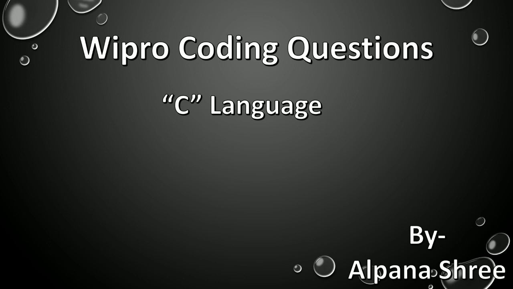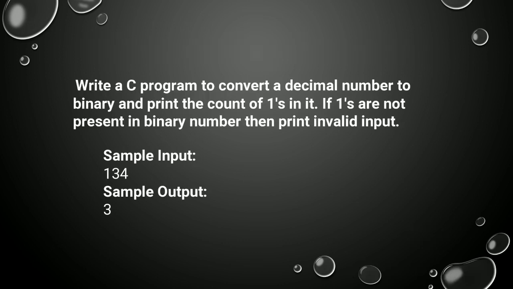So let's just start with today's PPT. Our first question is: write a C program to convert a decimal number to binary and print the count of ones in it. If ones are not present in the binary number, then print invalid input.